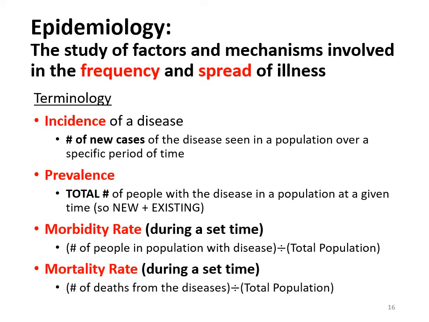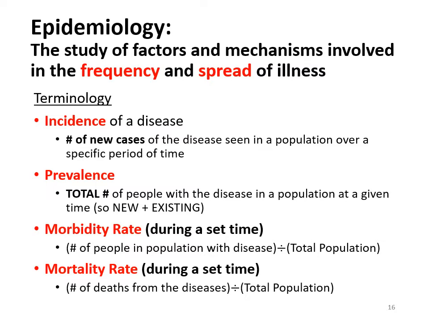The last term to know is mortality rate, and please do not get the terms morbidity and mortality mixed up, because that's a very common mistake, but they're two different things. Mortality rate is simply the number of deaths divided by total population. If I said the mortality of the infection, it would be how many people died from it, whereas mortality rate is taking into account the total population.